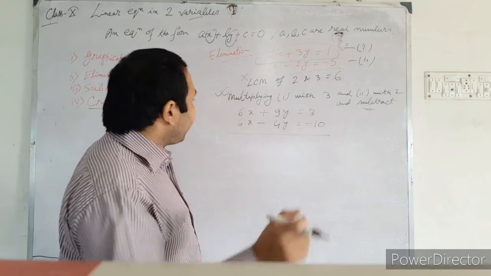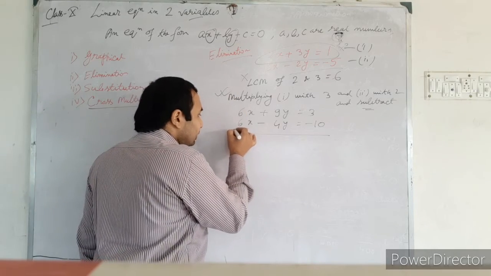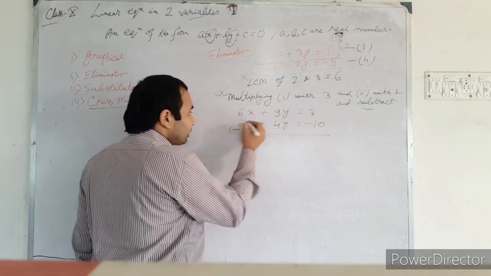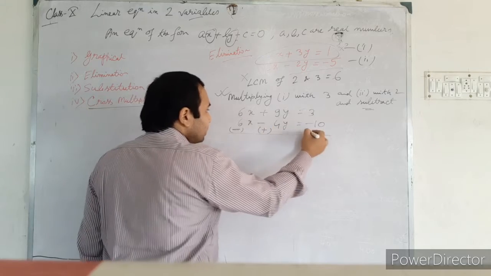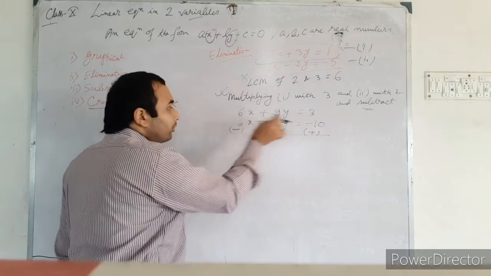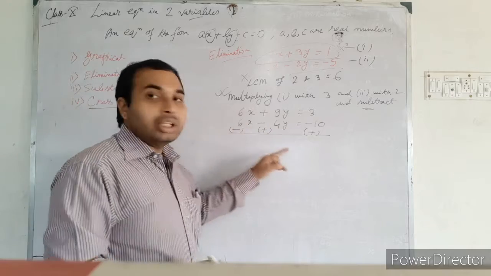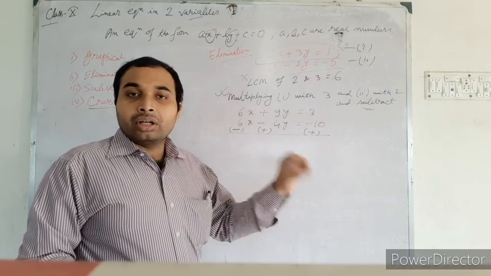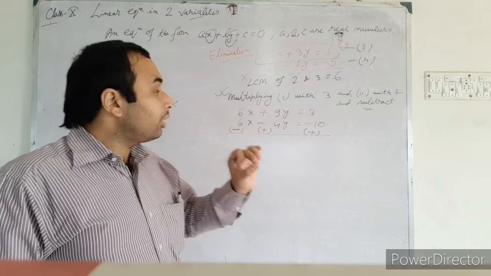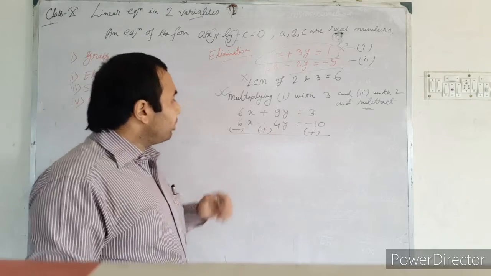Whenever you are subtracting here, the sign will be changed. So this is minus, this is plus and this is plus. The sign of the lower equation will be changed. Always keep in mind, don't make the mistake. Here the signs will be changed.